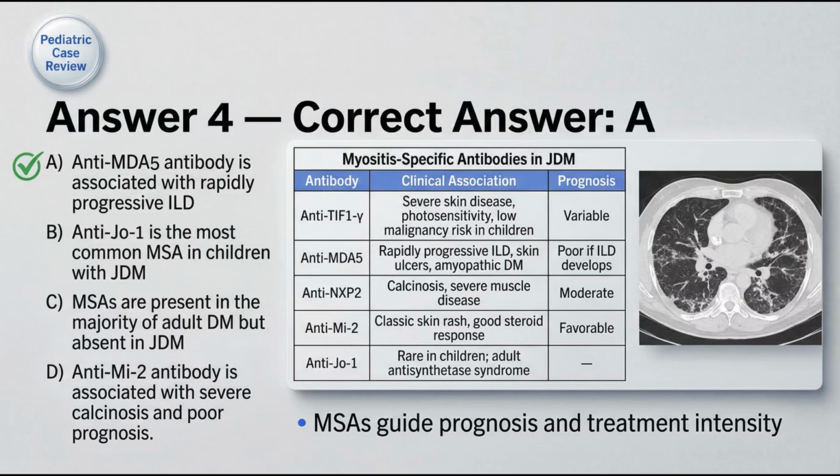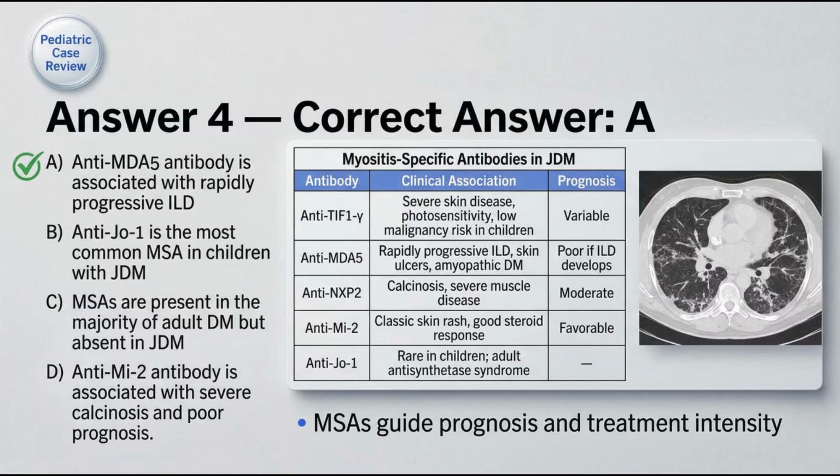Anti-MDA5 antibody is associated with rapidly progressive interstitial lung disease in juvenile dermatomyositis. Myositis-specific antibodies are present in juvenile dermatomyositis and directly guide prognosis and treatment intensity. Anti-MDA5 stands for melanoma differentiation-associated gene 5 and is strongly linked to rapidly progressive interstitial lung disease, skin ulcers, and amyopathic or hypomyopathic juvenile dermatomyositis.